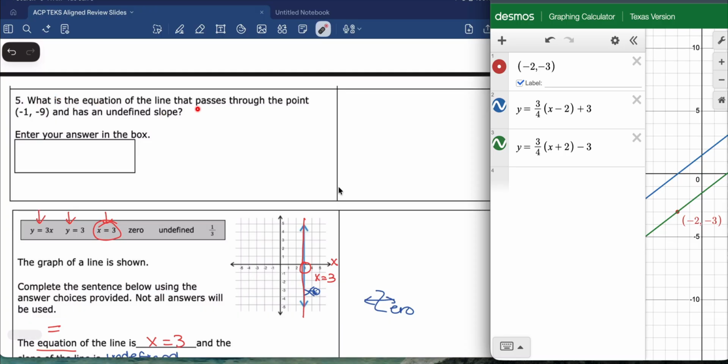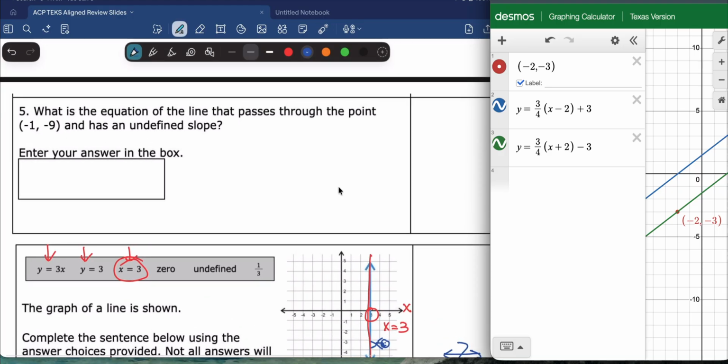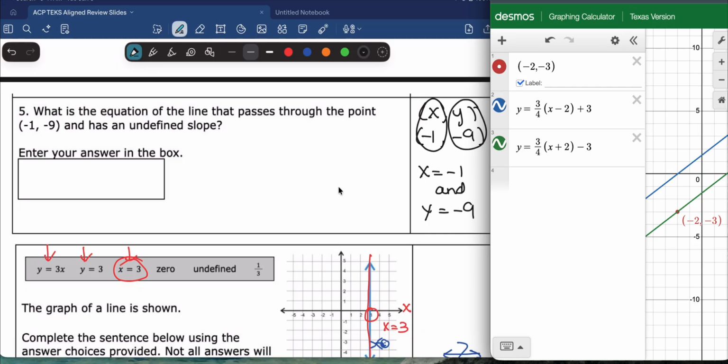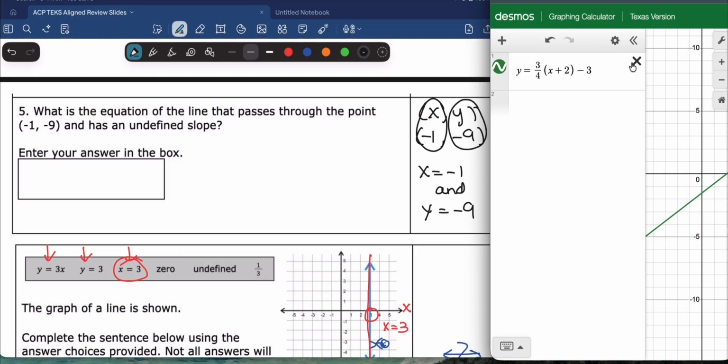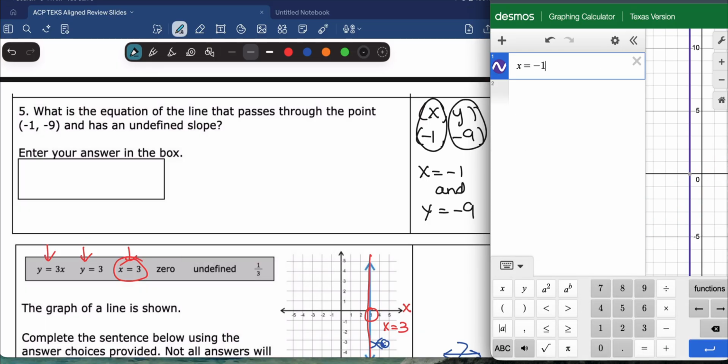What is the equation of the line that passes through the point -1, -9, and has an undefined slope? So here they only give me 1 point. They give you x, y, and they give you -1, -9. Here we can make two equations. X equals -1 and y equals -9. And I'm going to put those both in Desmos. So you have x equals -1, y equals -9.